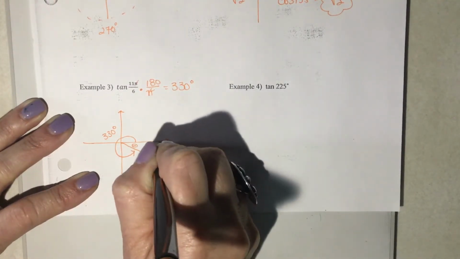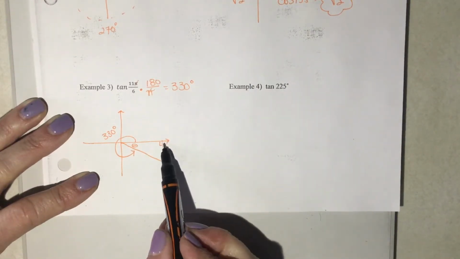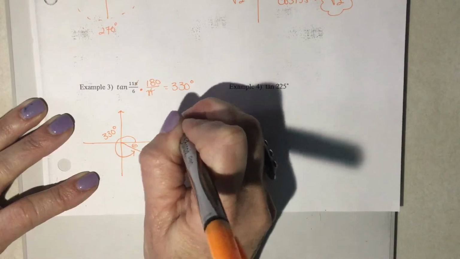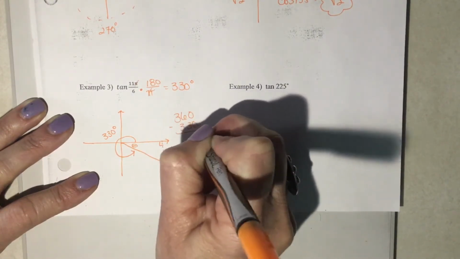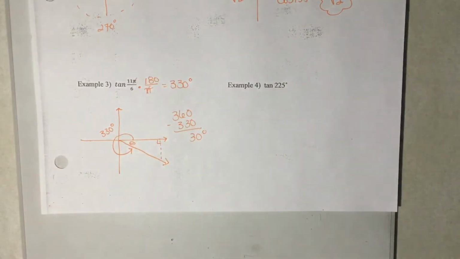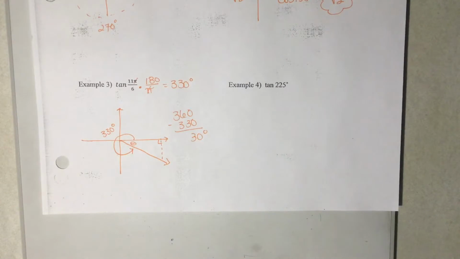30 degrees. How did I find that? Because this triangle is touching the x-axis at 360. So 360 minus 330 definitely leaves me with 30 degrees. Okay, so this angle right here is 30 degrees. That's my reference angle.